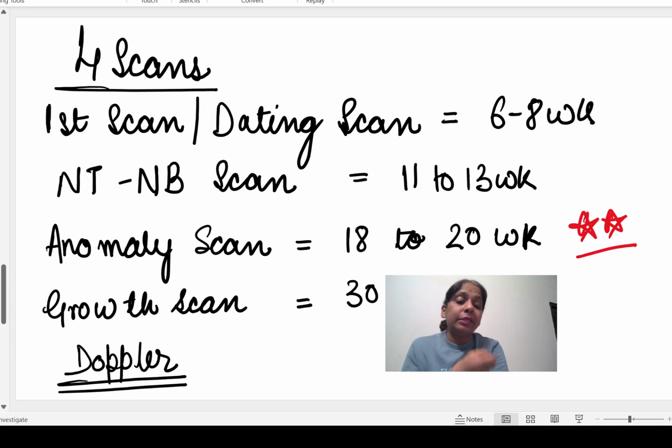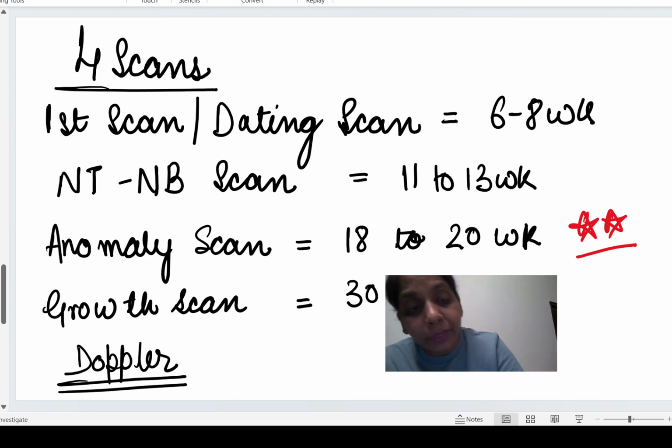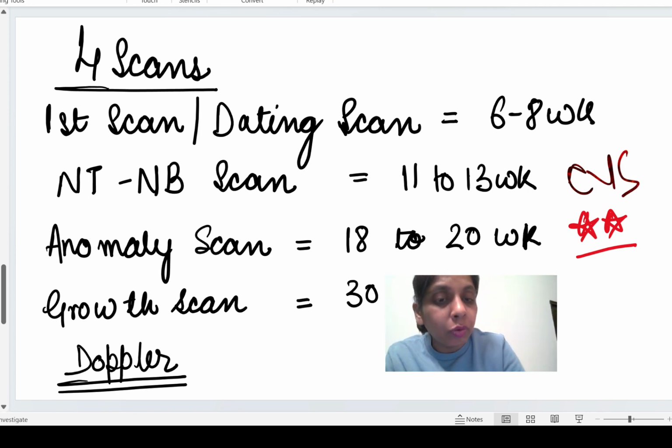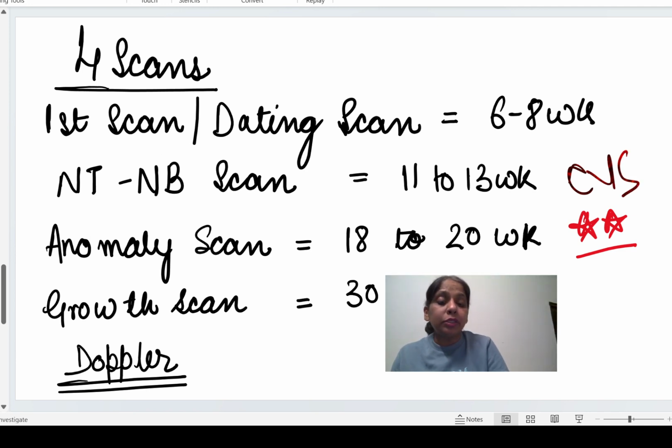The NT-NB scan, this was a question which was asked in INI-CET November 22. There are high chances it is asked to you also. NT-NB scan is done at 11 to 13 weeks. Okay, students, the same is the time of chorionic villus sampling. Anomaly scan is done at 18 to 20 weeks, and amniocentesis is done after 15 weeks.